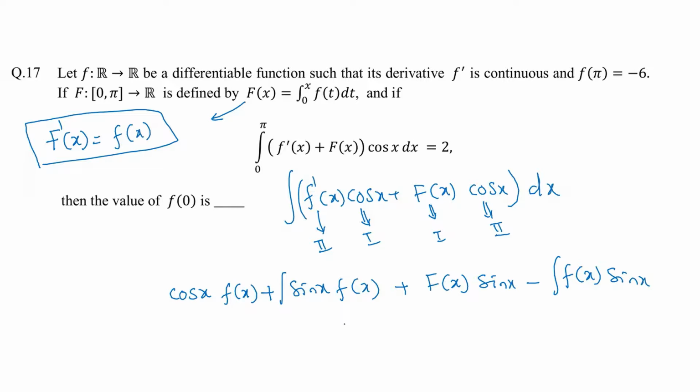If you're doing the integration, one thing that you can directly observe is that this value and this value here are going to get cancelled. So we are left with cos x F of x plus F of x into sin x, right? So the indefinite integration gives us cos x into F of x plus sin x into capital F of x that we got here. But we are solving the question from 0 to pi. So let's apply the limits now.